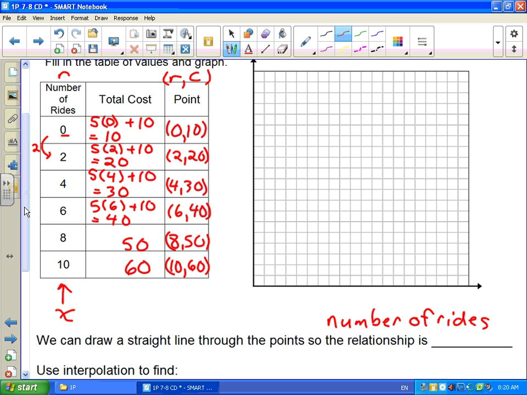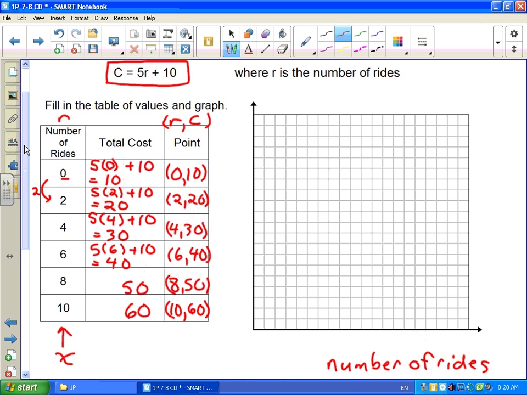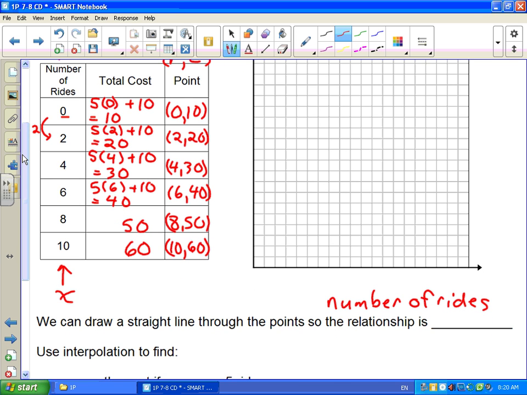And that means cost has to go up the side here. So I'm going to put my label right up here at the top: cost in dollars. Now I need to lay out my graph here.